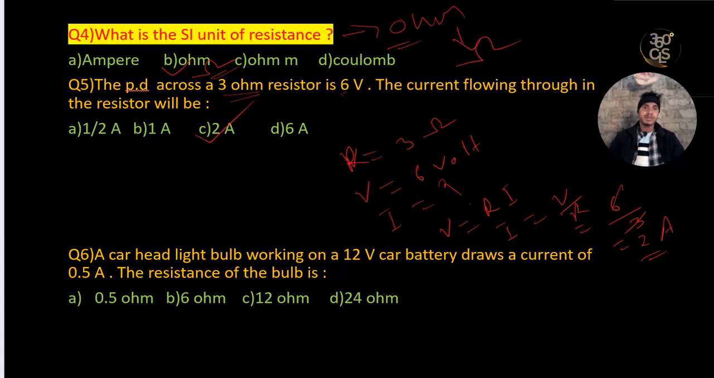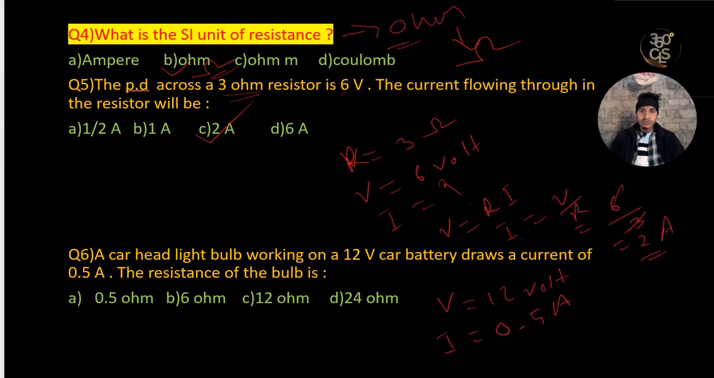This is 2 ampere. Now the next problem is, a car headlight bulb working on a 12 volt car battery draws a current of 0.5 ampere. The resistance of the bulb is what? So we have V is equal to 12 volt, and current I is equal to 0.5 ampere.